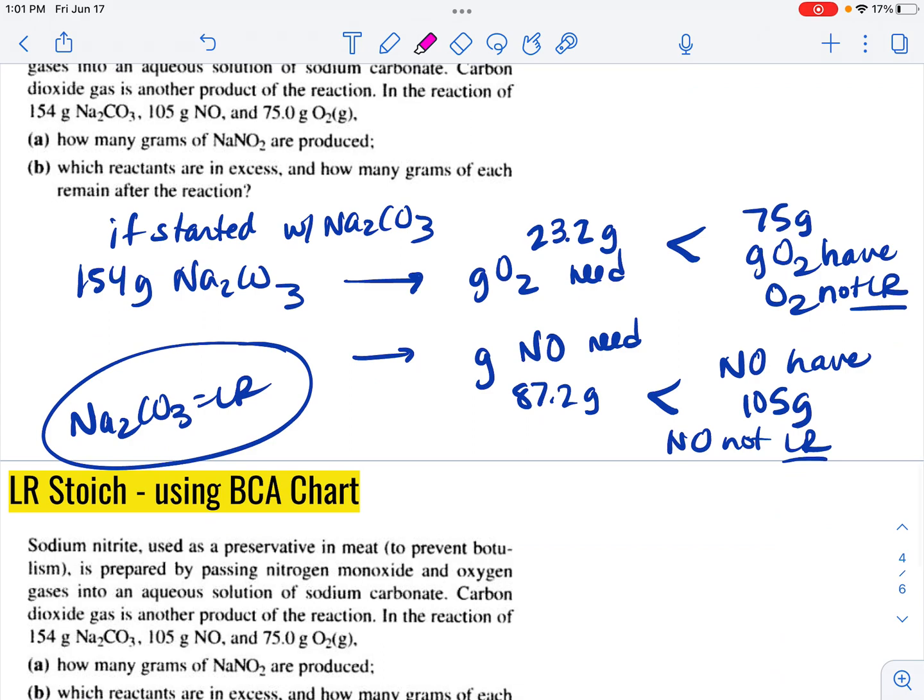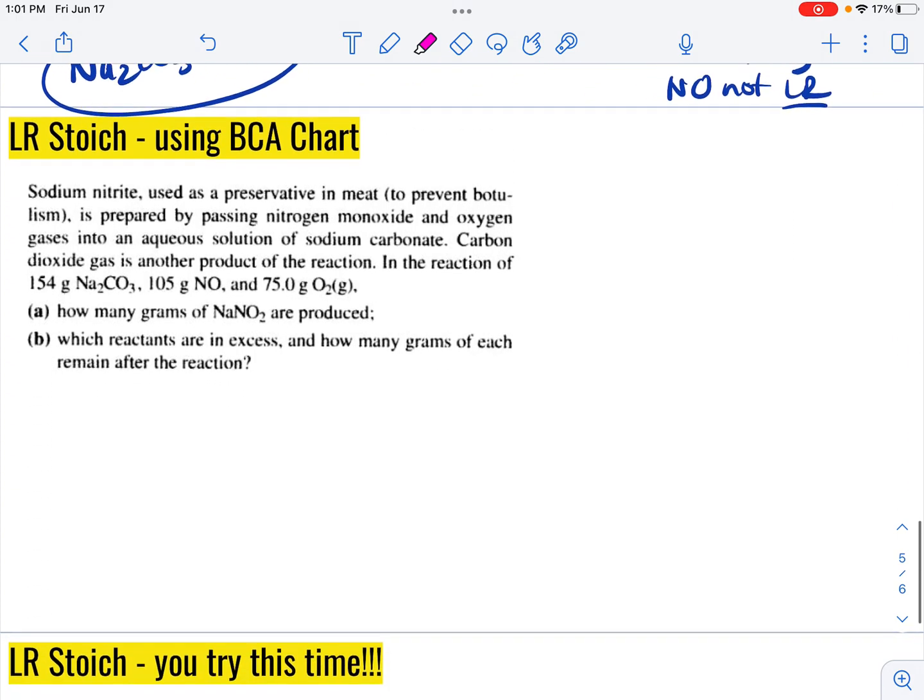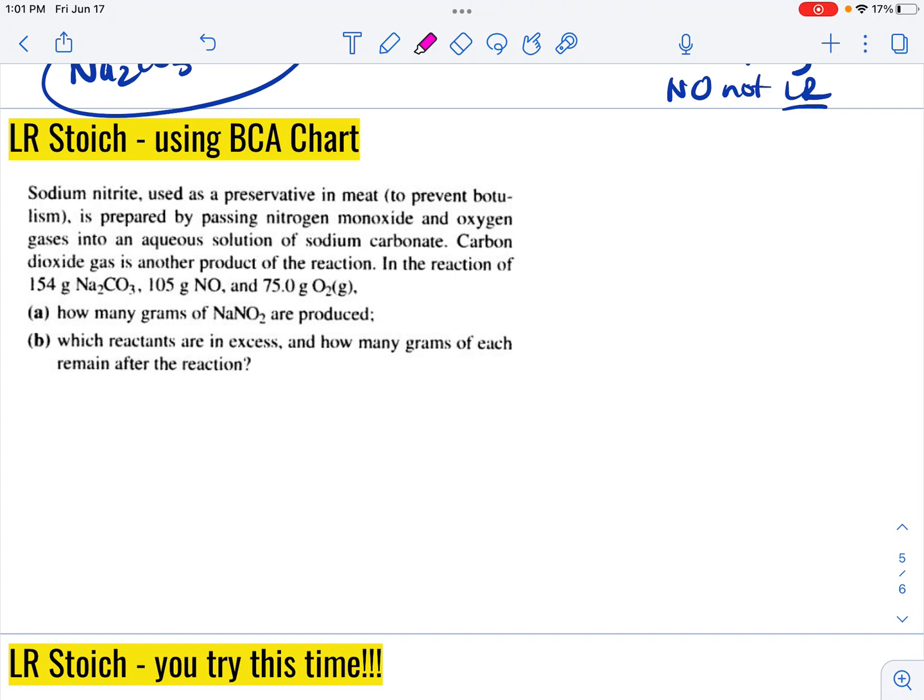Okay, so that actually saves you a little bit of time if you get lucky and you pick the right one to start with. That would be luck. Or there's the third way, and this would be using your BCA chart and working it pretty much in moles. So if this is what I'm going to do, I'm going to go ahead and find given moles of everybody. So I'm going to stop at moles.